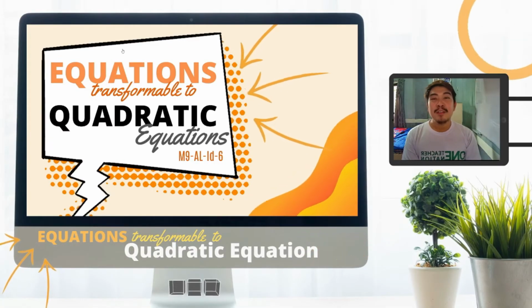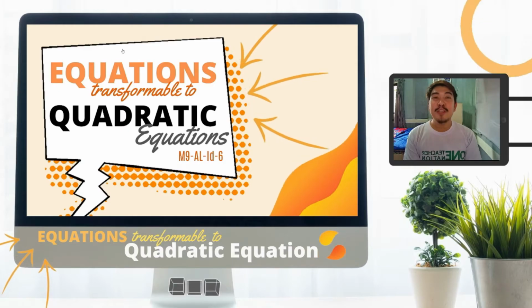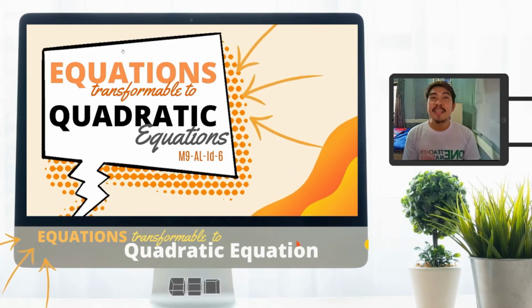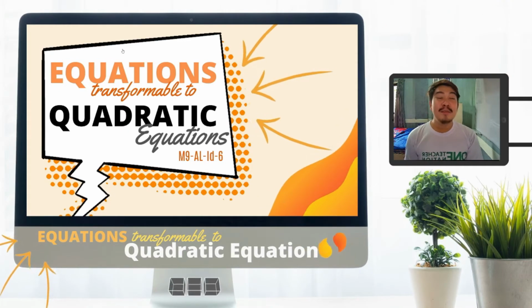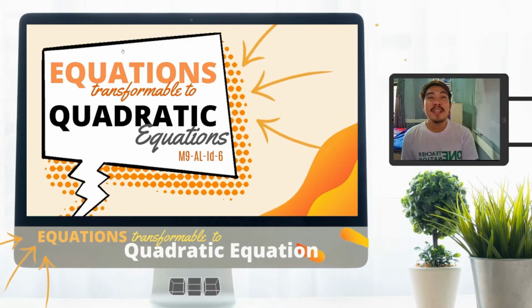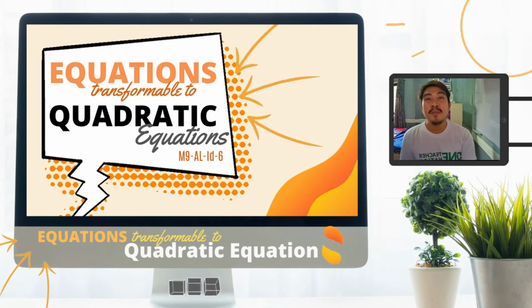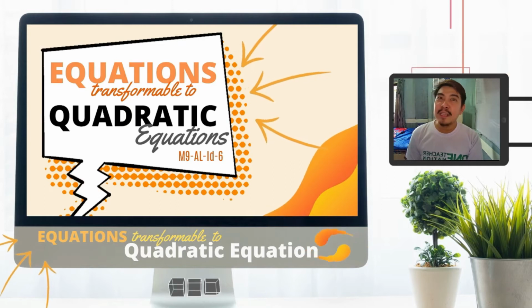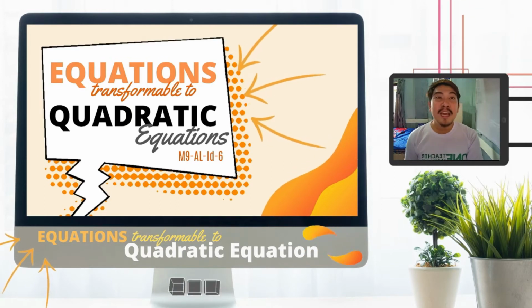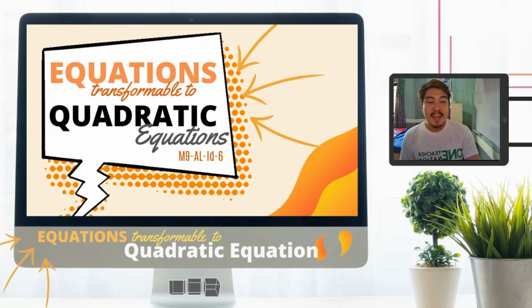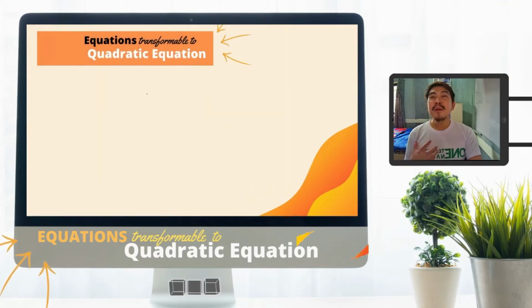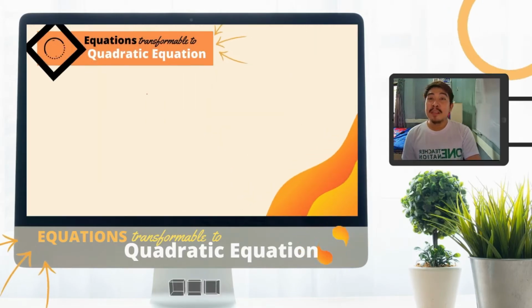Today we will be dealing with equations transformable to quadratic equations. This topic is included in the most essential learning competencies that were given by the Department of Education. This is actually lesson 3. Nasa week 3 na tayo ng ating Mathematics 9. So ano ba yung mga equations transformable to quadratic equation?